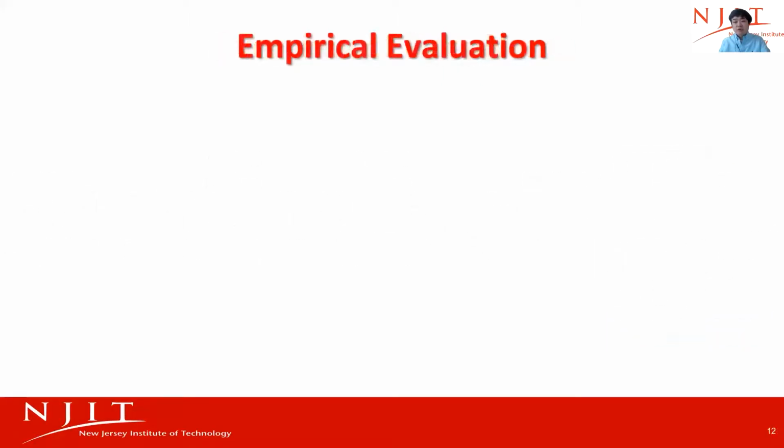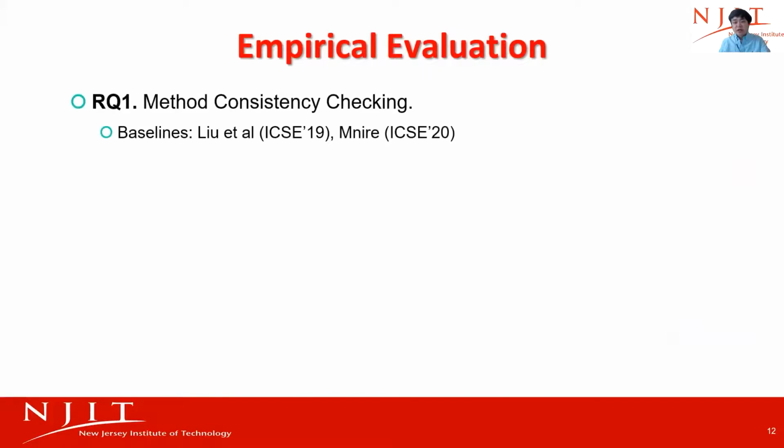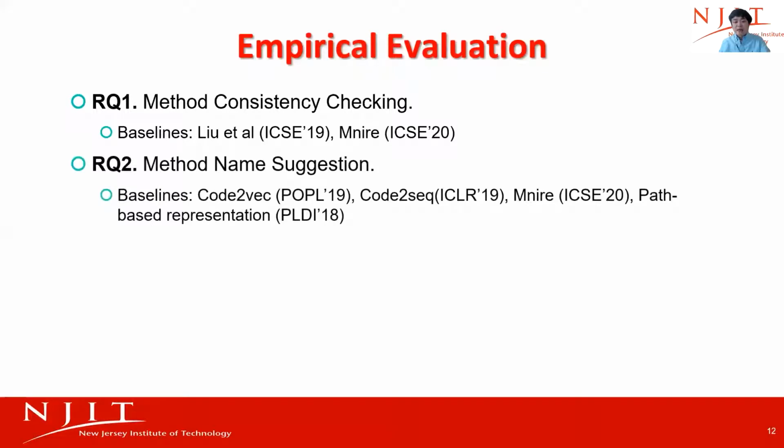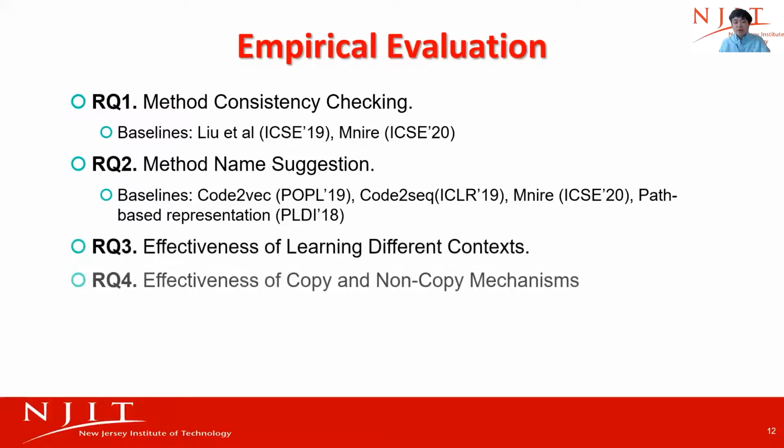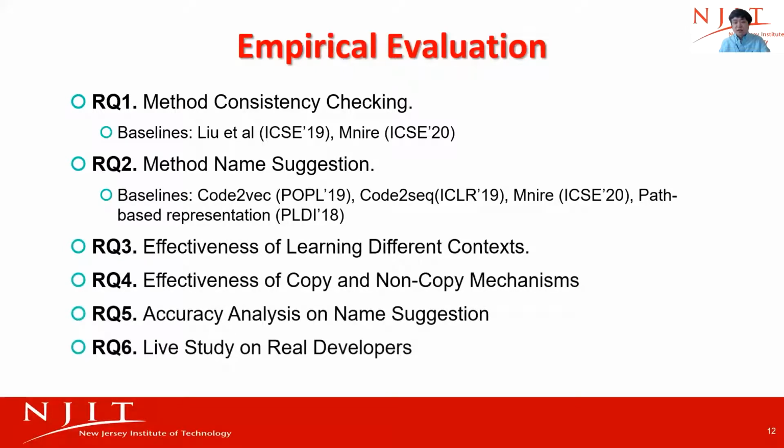After having the whole approach of our DEEPNAME, we do the evaluation. The first thing we want to evaluate is how our approach performs on method consistency checking. We compare with the baselines from Liu, which is from FSE19, and Amir, which is from FSE20. Then we evaluate our performance on name suggestion. We compare with the baselines code2vec, code2seq, Amir, and path-based representation. Also, in our paper, we have RQ3, 4, 5, and 6. Based on the time limit, we will not talk about them in detail, but you can refer back to our paper for the detailed information if you're interested in them.